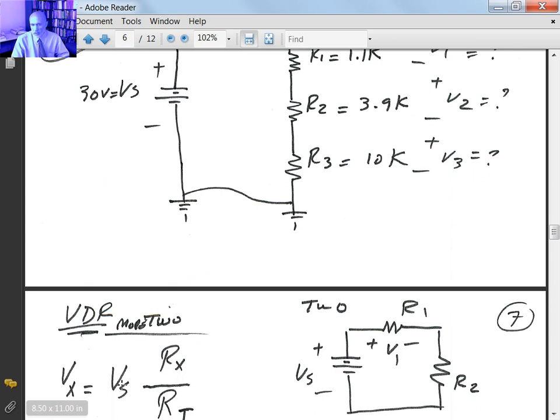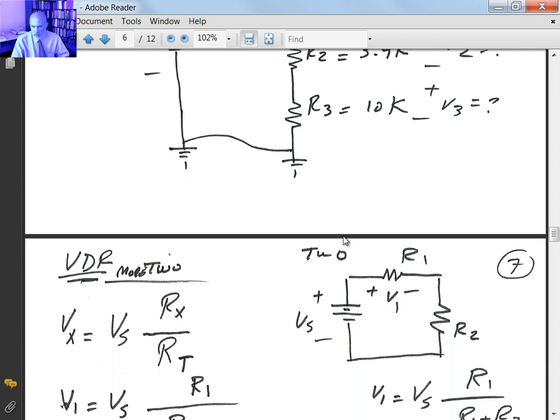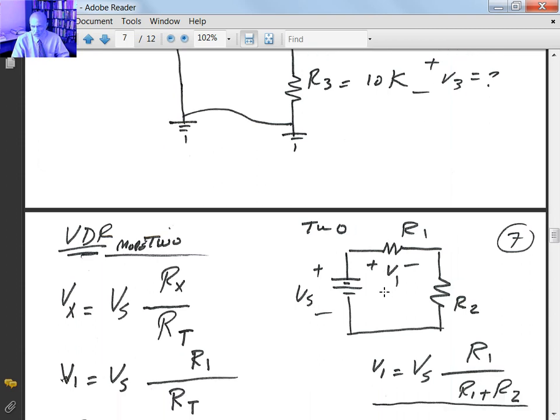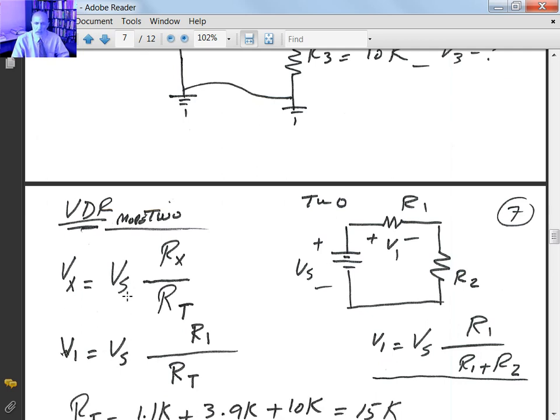Now we talked about a voltage divider rule. If you had two resistors connected in series, this is what we use. We came up with this equation: V1 would be equal to the total voltage times resistance R1 divided by R1 plus R2. If you got more than two, if you got three or more, then V of X is equal to V of S times R of X divided by R total.